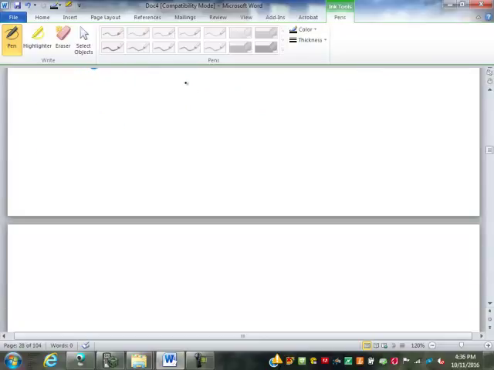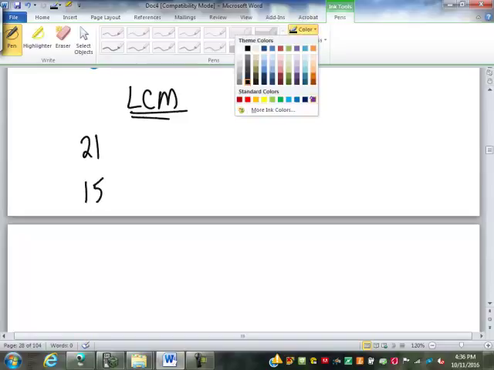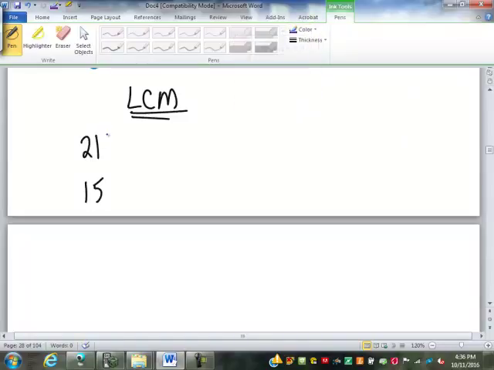Okay. Then I'll ask you to find least common multiples. Least common multiples, you can either just make lists if I have numbers. So if I give you something like 21 and 15, you can go ahead and make lists, counting up by 21s: 21, 42, 63, and so on. 15s: 15, 30, 45, 60, and so on.